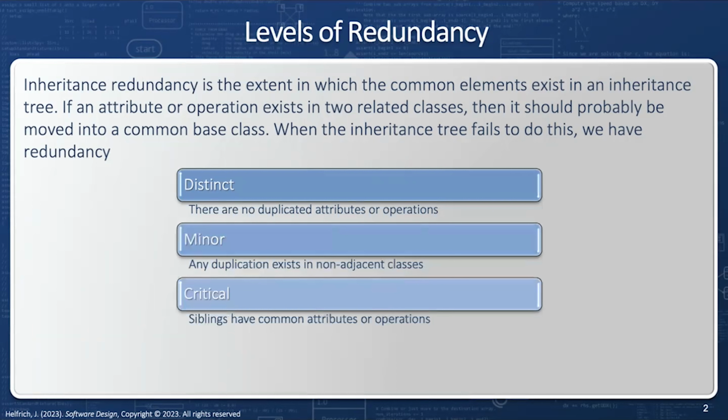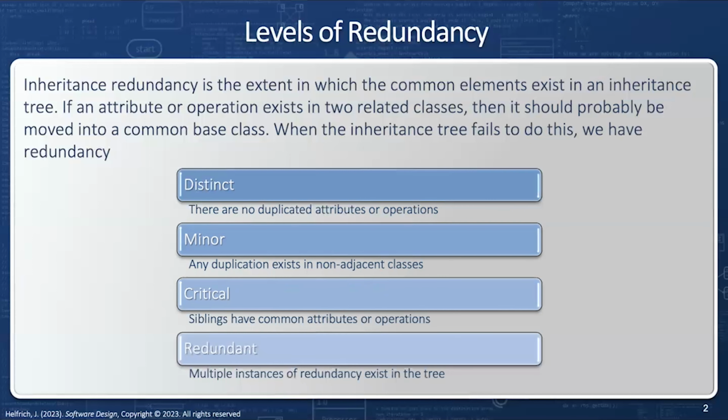Critical is when siblings have attributes or operations. This is bad. In almost every example here of critical redundancy, we should move that common operation up to the base class. And then redundant. Multiple instances of redundancy exist in the tree. Clearly, we don't want to have this.